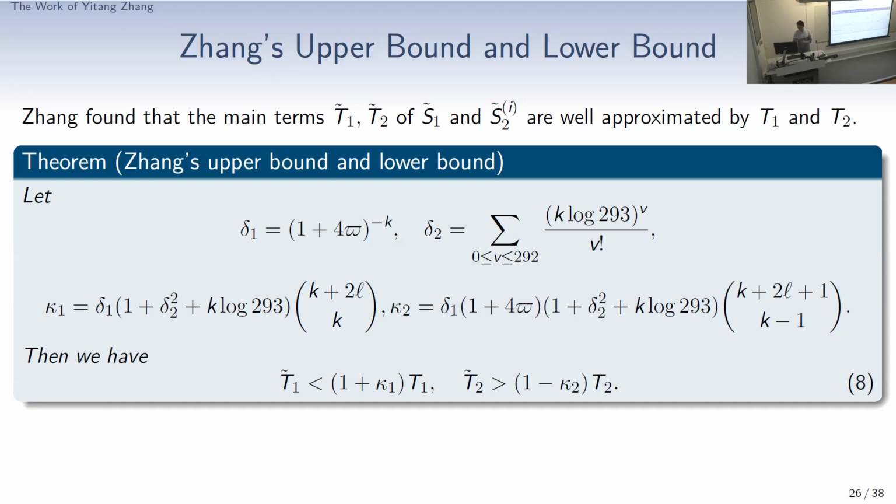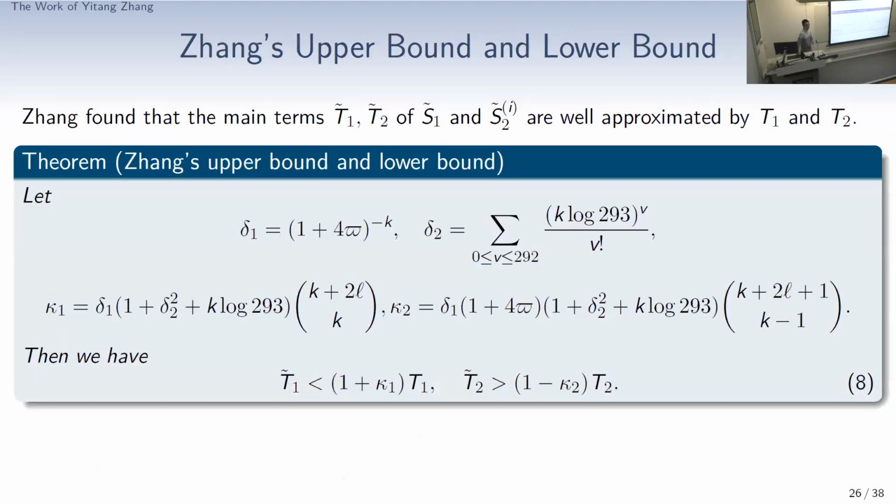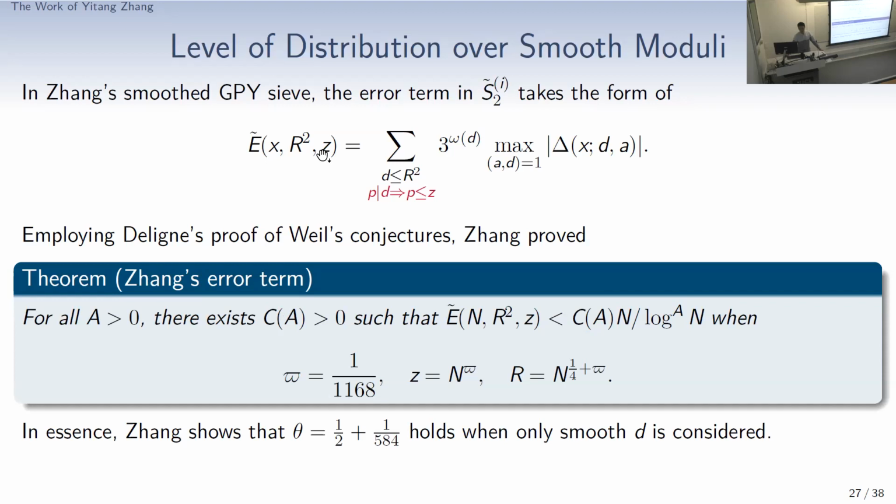And so we might have a question. Since they are so similar, why do we even bother putting this purple thing into the expression? The answer is that there's a significant difference when we estimate the error terms emerging in the treatment of these expressions. In GPY, the error terms also have a similar form, however, they don't have this purple condition. And this condition actually allows us to sum over fewer integers than the error terms in GPY.